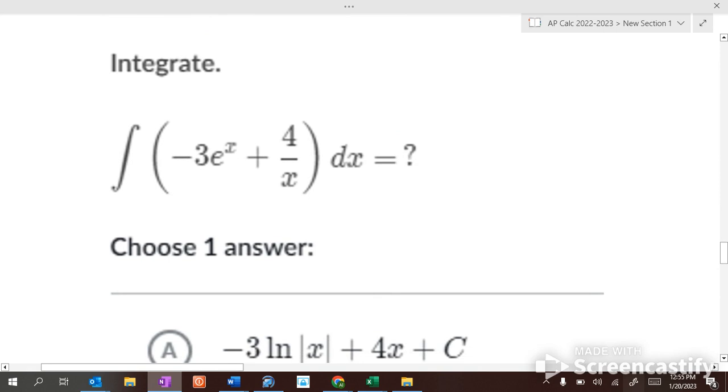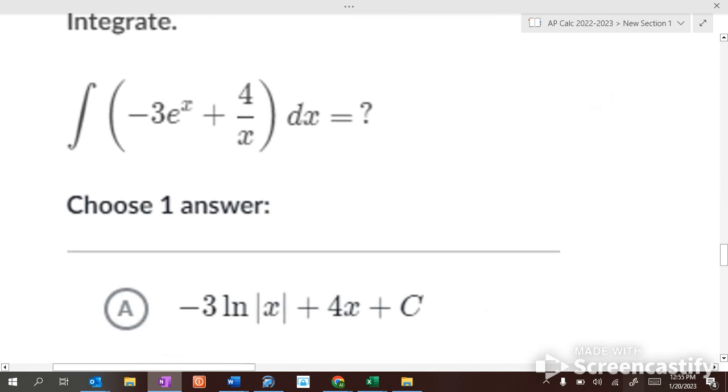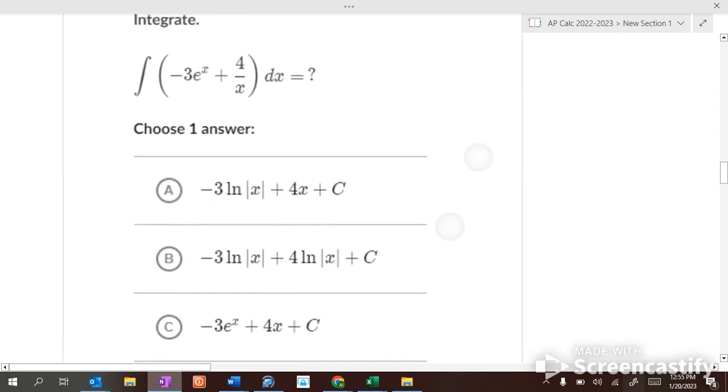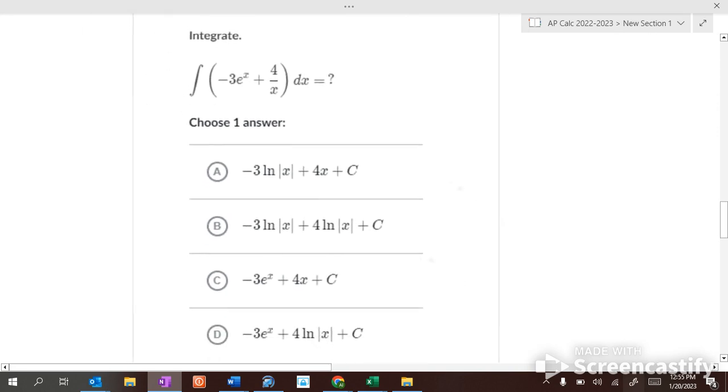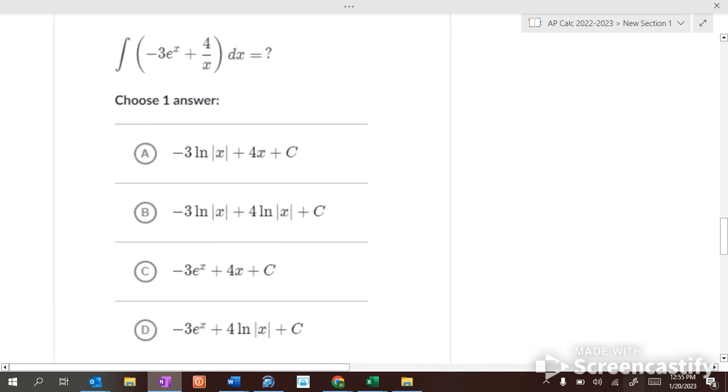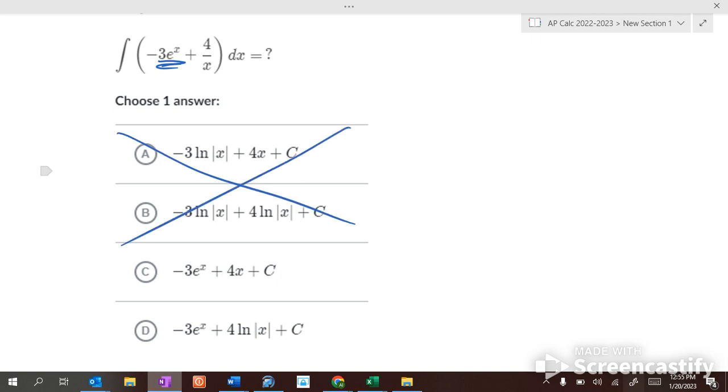All right. Okay. You get options on this, though. Okay, good. So you just guessed. Yes. All right. Remember, e to the x is e to the x. So that, okay. And 4 over x is 4 ln of x. So that's d.